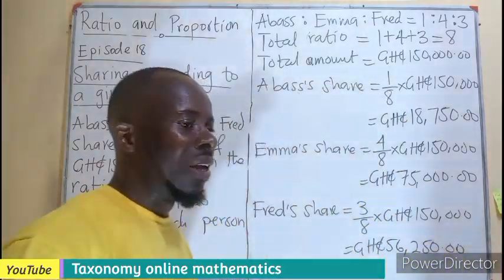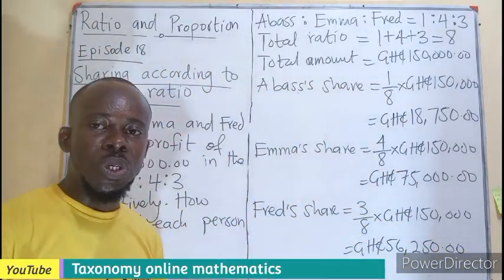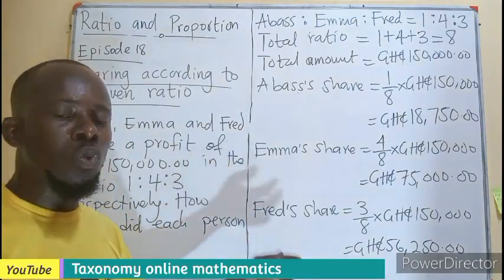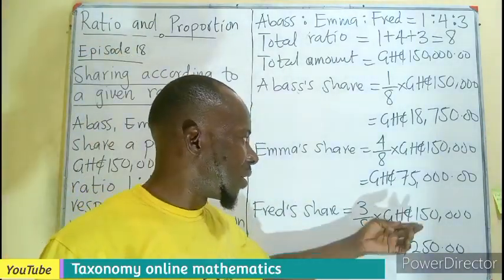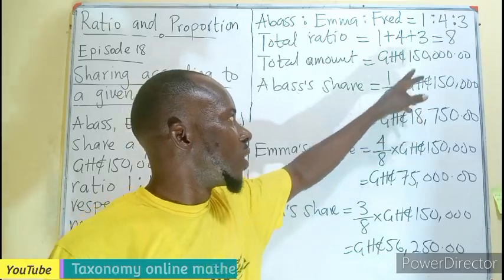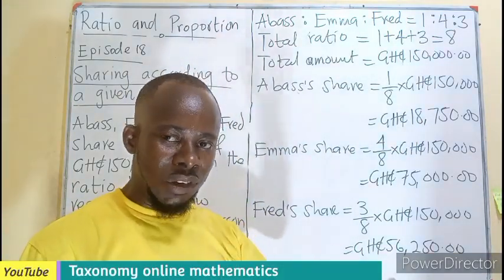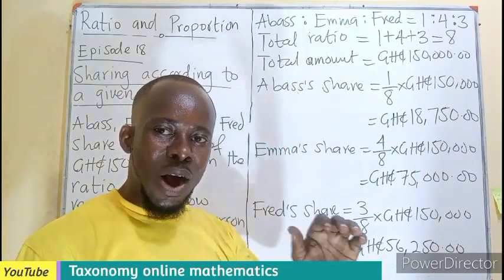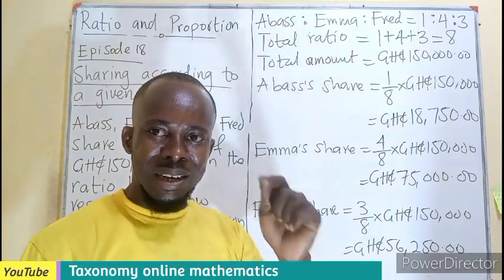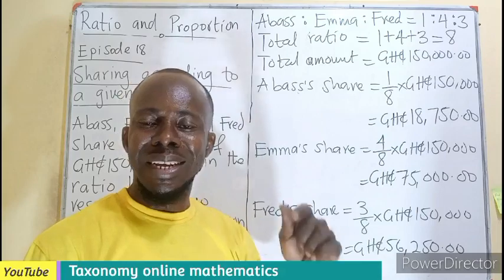So these are the various contributions that each person is going to have. If you add this plus this plus this, you should be getting 150,000. I believe the concept of sharing a quantity according to a given ratio is understood by you.